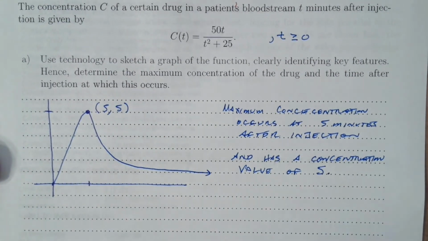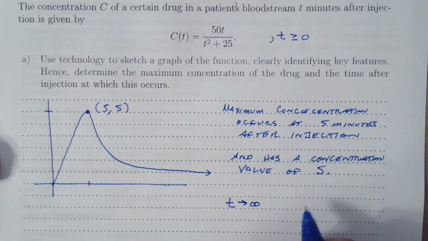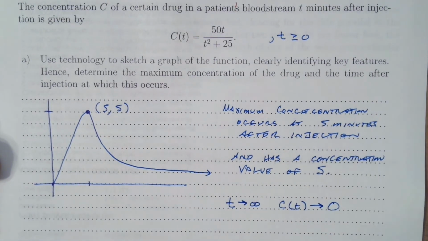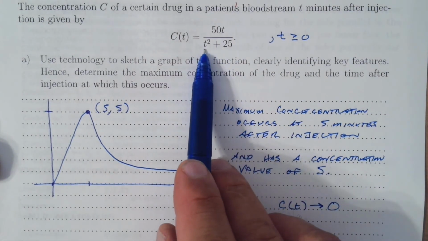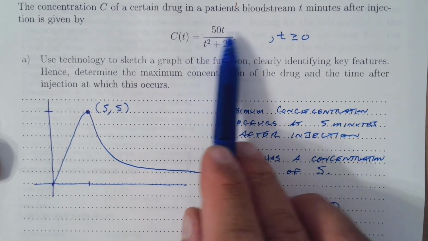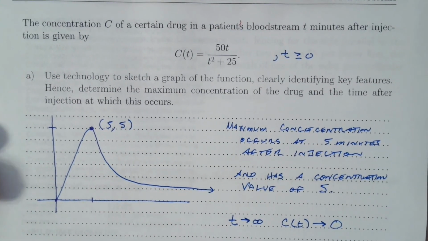It is important to note that we could talk about the end behavior: as t approaches infinity, the concentration of the drug approaches 0. That is because the degree of the polynomial in the denominator is greater than the degree of the polynomial in the numerator for this rational function. So as t goes to infinity, my function is going towards 0, which lets us know that eventually the concentration of the drug in the bloodstream is going to go to zero.